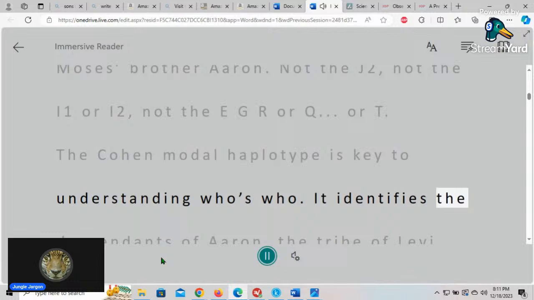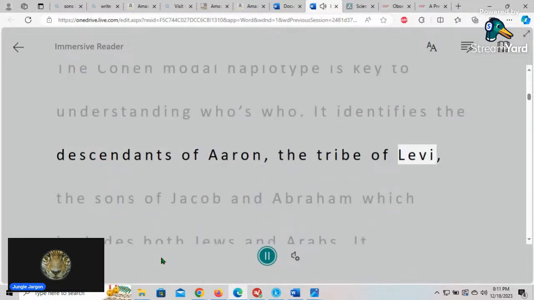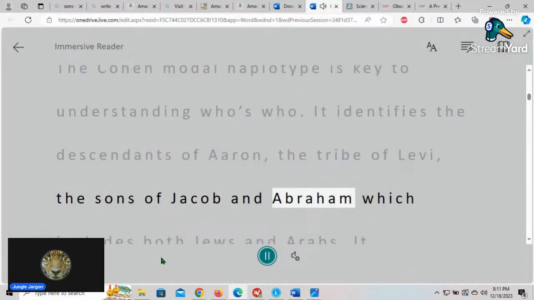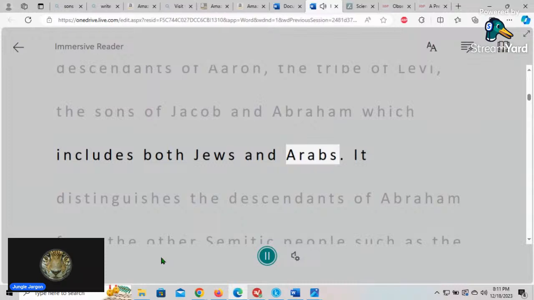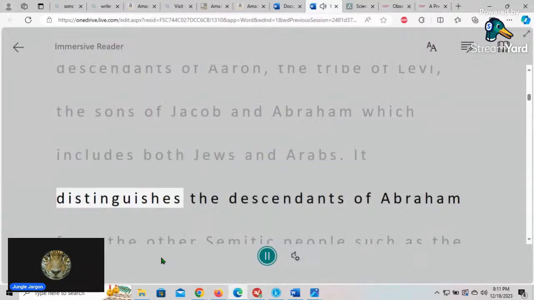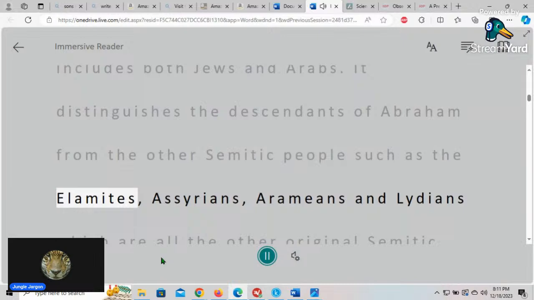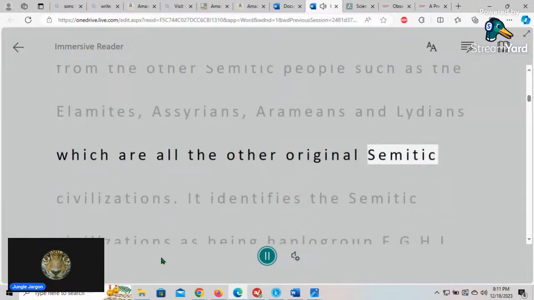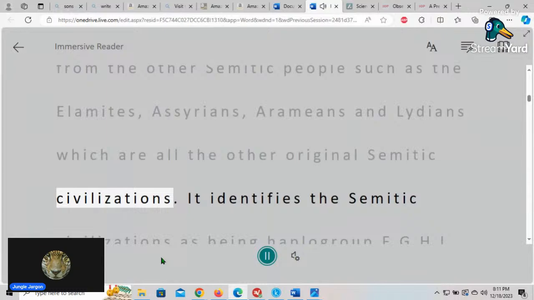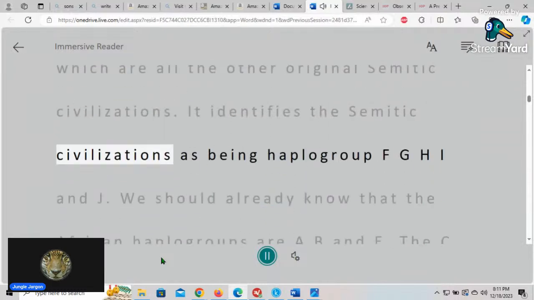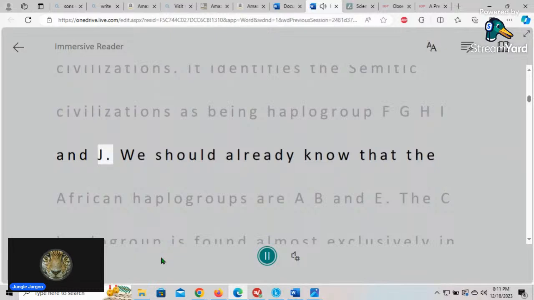It identifies the descendants of Aaron, the tribe of Levi, the sons of Jacob and Abraham, which includes both Jews and Arabs. It distinguishes the descendants of Abraham from the other Semitic peoples such as the Elamites, Assyrians, Arameans, and Lydians, which are all the other original Semitic civilizations. It identifies the Semitic civilizations as being haplogroup F, G, H, I, and J.